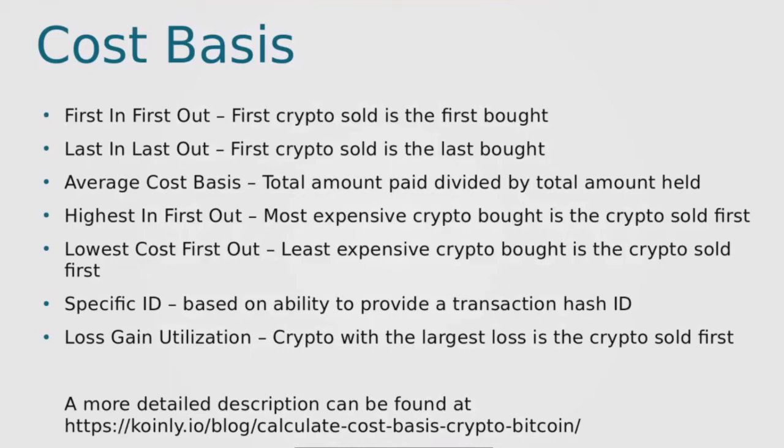So specific ID, that's really tough. That means you're like, I'm selling this chunk of BNB and I have the exact transaction hash ID to kind of prove it. And crypto with the largest loss is the one sold first, is for loss gain utilization.